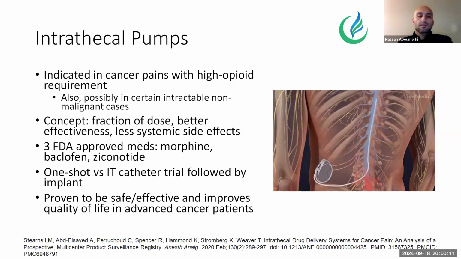And that can be done either through a one-shot spinal outpatient, or through the placement of an intrathecal catheter trial, which is followed as an inpatient and titrated throughout their hospital stay. These pumps then have to be refilled every few months. As a therapy, it's been proven to be safe and effective in improving quality of life in advanced cancer patients. And again, these cancer patients are dealing with so much as it is, so it's good to have these tools where a lot of conservative treatments can fail.